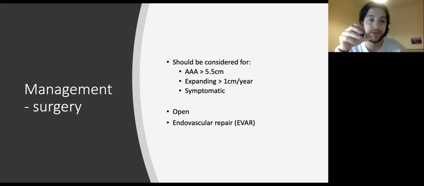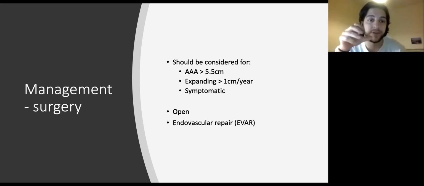Around 50% of patients present with a classic triad. That's back or flank pain, hypotension, and a pulsatile abdominal mass. Around 20% rupture anteriorly into the peritoneal cavity. This has a much worse prognosis than a posterior rupture, which is more common. Around 80% rupture posteriorly into the retroperitoneal space.